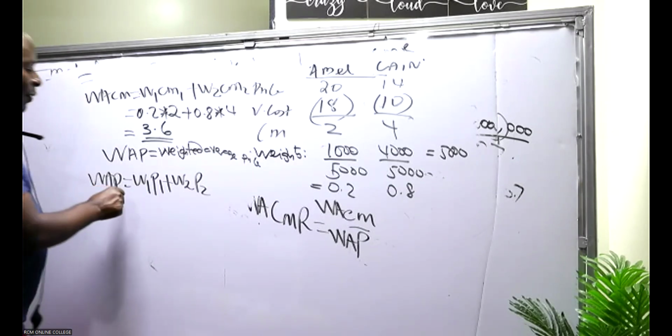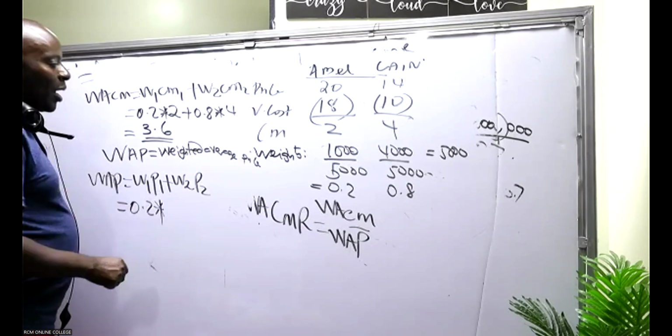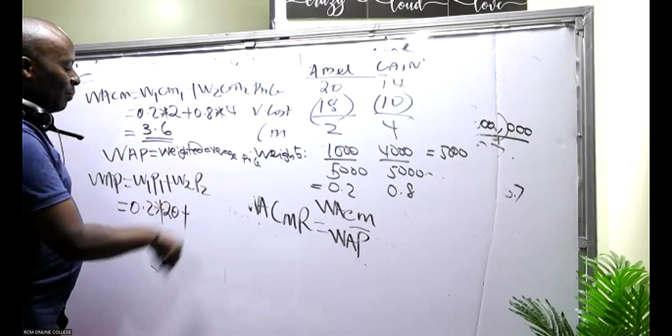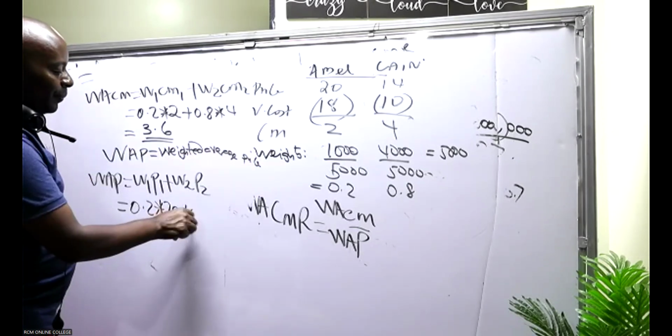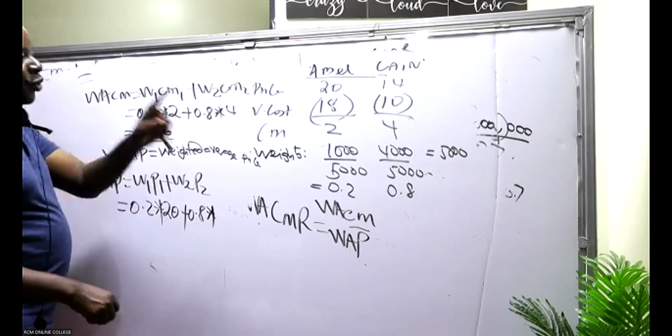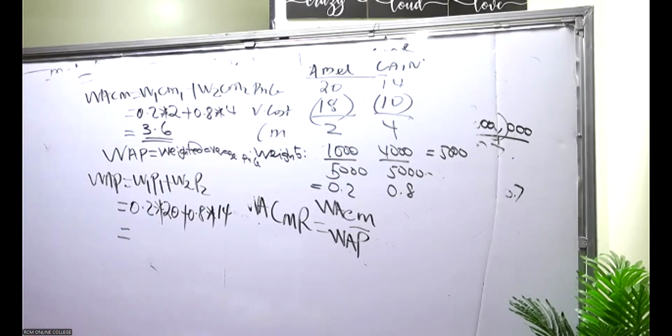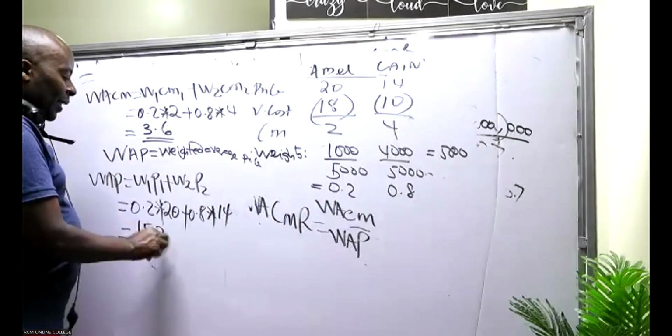So weight 1, we have here 0.2 times price 1. Price 1, I know the price that I have here, 20. Plus weight 2, 0.8 times price 2. Price 2 is 14. So are you able to give me the WAP? Anybody who is able to give me this WAP first? Yeah, they're giving me 15.2. So this is 15.2. Then come and plug in your numbers here.